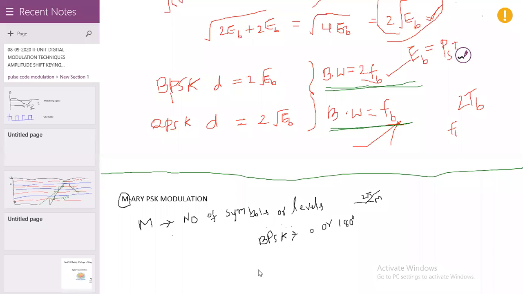In QPSK, Madam, hello, madam. Okay, I will allow.